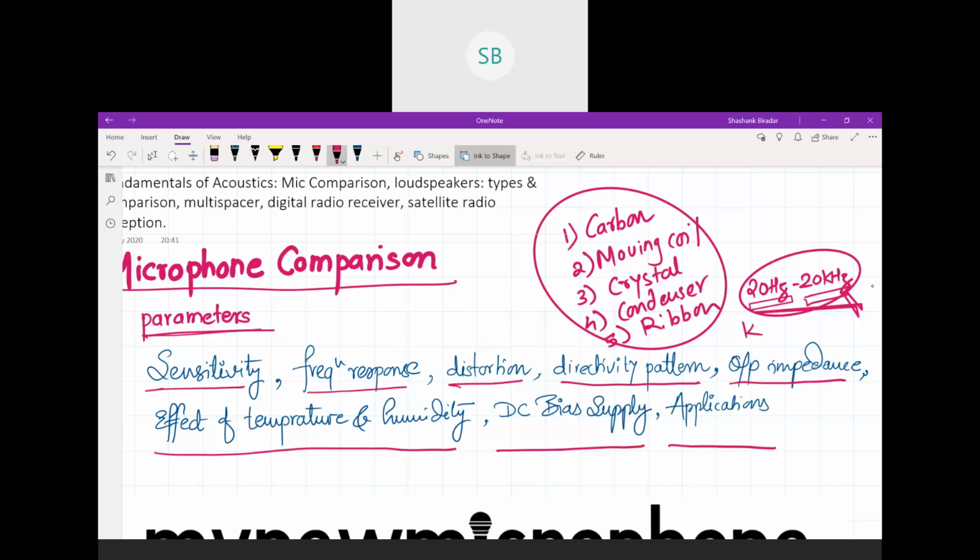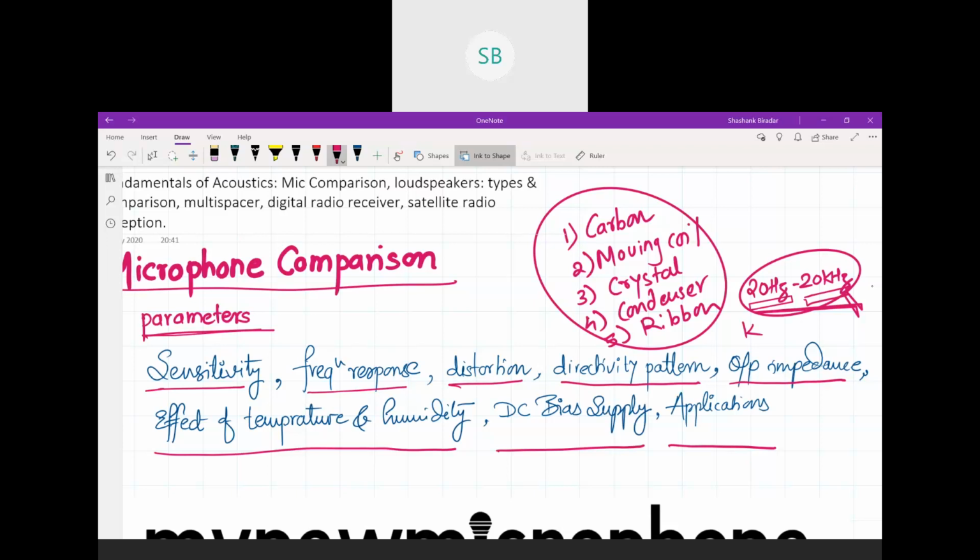Okay, so right from 1 to 5 the distortion becomes very low, right? Right from the carbon, moving coil, crystal, condenser, and ribbon. Okay, the distortion is very low, because for carbon it is high, for moving coil it is low, for crystal, condenser, and ribbon it is very low. Okay, then coming to the next comparison parameter, that is directivity pattern.